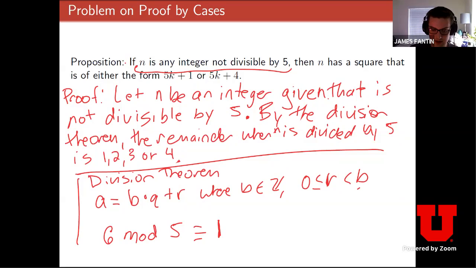I guess I just don't get how remainders get us to those two formulas. Do you want to unmute yourself and explain which two formulas you're talking about? Just the 5k plus 1 or 5k plus 4. Oh, we're going to get to that. That's the part we haven't got to. We haven't even started the proof yet.